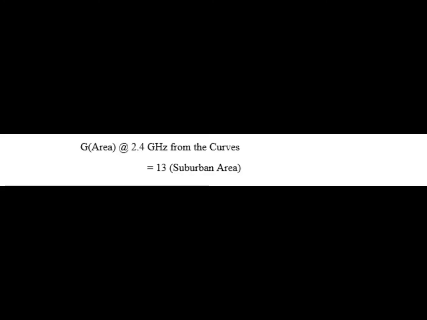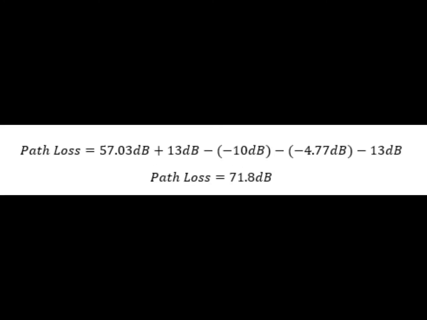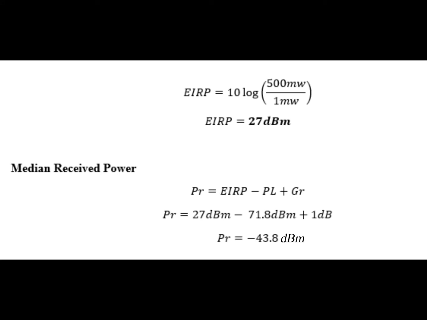And for area gain from Okumura, you have to refer to the correction factor graph from Okumura given in the picture, choosing the most suitable type of area, which is suburban area, not very narrow but small areas, and we get 13 dB. After gathering all the information, we place it with the numbers we have calculated, and the total path loss is 71.8 dB. Finally, we have to convert the EIRP reading of 500 milliwatt to dBm, and we get 27 dBm.